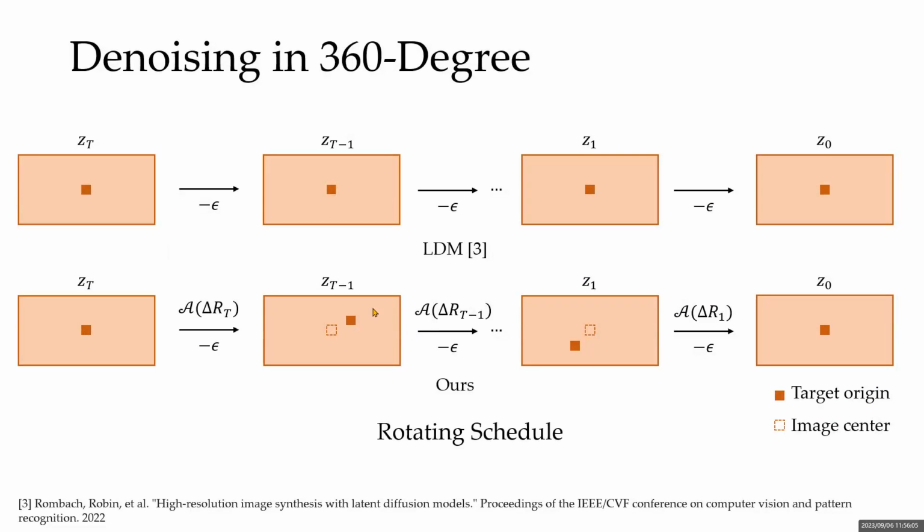Then, to denoise 360-degree panoramas as 2D images, while also preserving their unique 3D geometric characteristics, we propose several specialized designs. Firstly, we design a customized rotating schedule, where the denoising steps are executed while the latent feature, Z_t, undergoes a scheduled transformation, A_R, in a step-by-step manner.